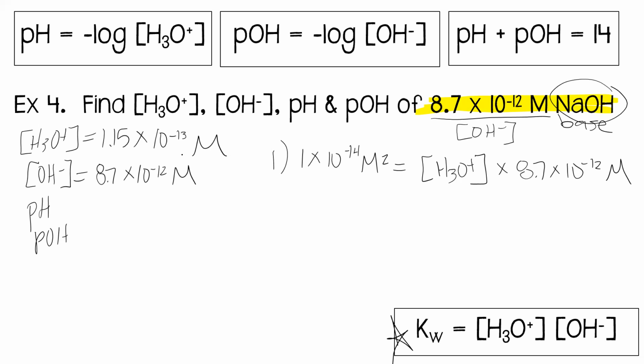Now I can use either equation to solve for pH or pOH first. So let's do pOH first because why not? Doesn't matter which one you solve for. So I'm choosing to solve for pOH first, but you could solve for pH first. So go ahead, pause the video, work out pH and pOH, and then come back and see if your answers are correct.